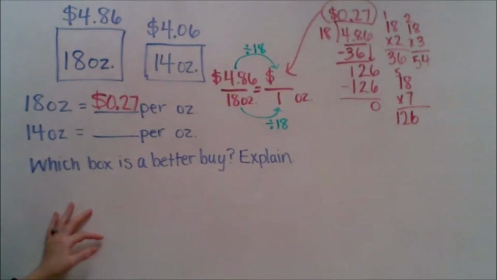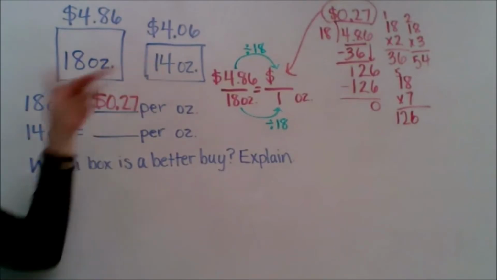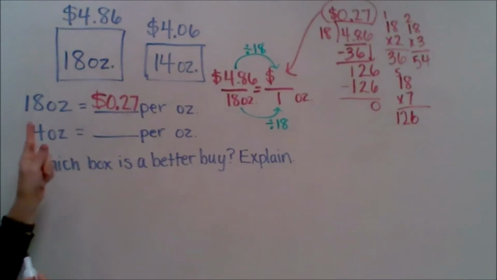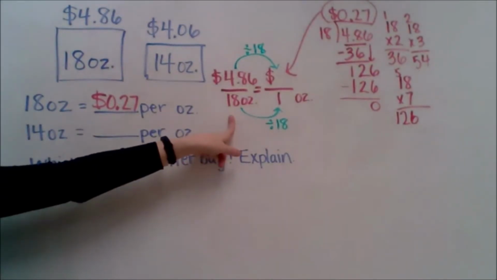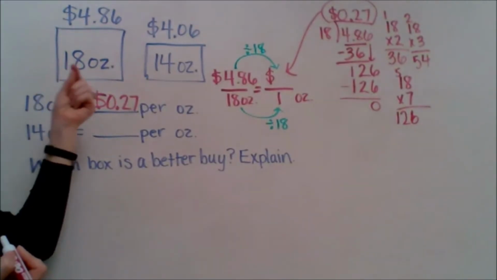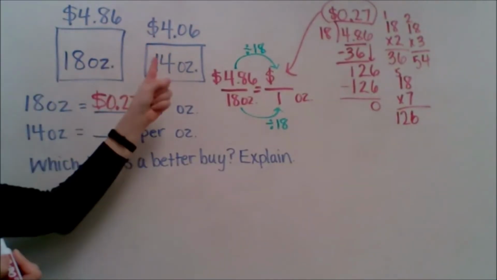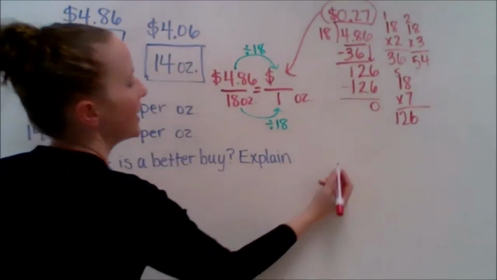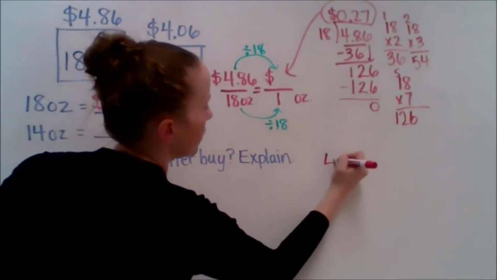27 cents per ounce. We're going to do the same thing with the 14-ounce box, and then we're going to see which one is a better deal at the store. So some people need to set up their equivalent rates. Other people know that they're just going to take the price and they're going to divide by 14 ounces. So let's just fast forward to my division.